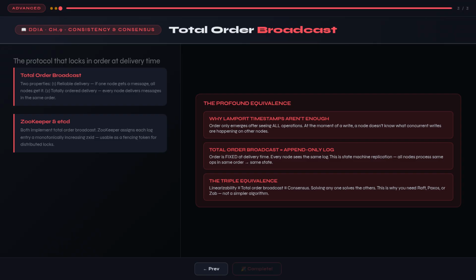Total order broadcast is a protocol for exchanging messages between nodes with two properties. First, reliable delivery: no messages are lost. If a message is delivered to one node, it is delivered to all nodes. Second, totally ordered delivery: messages are delivered to every node in exactly the same order. Think of it as an append-only log. Every node sees the same sequence of messages. Delivering a message is like appending to the log. Since all nodes process the log in the same order, they all reach the same state. This is the principle of state machine replication.